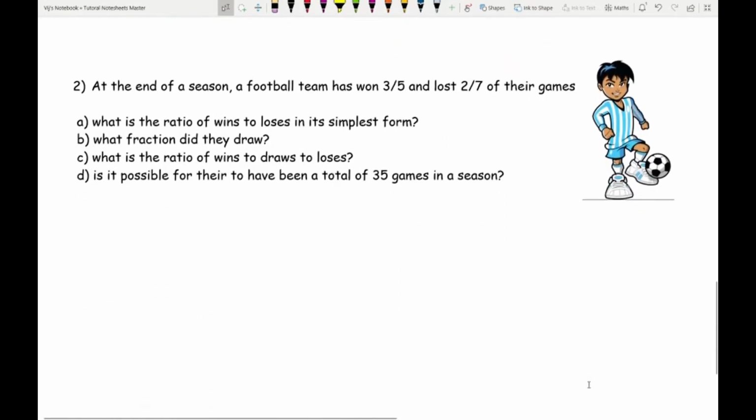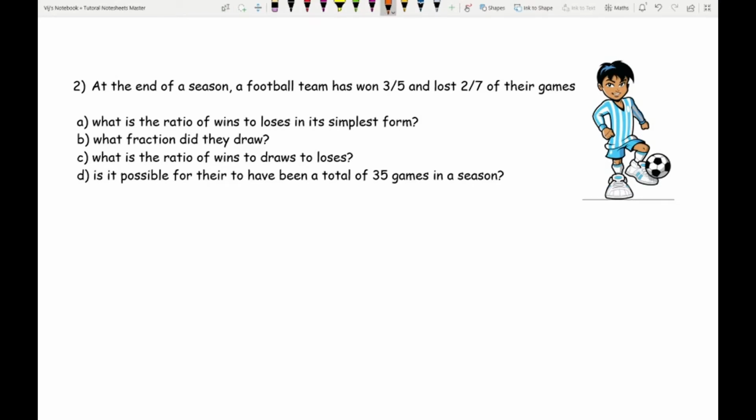So here it says that at the end of the season a football team has won 3/5 and lost 2/7 of their games, and then part A asks what is the ratio of wins to losses in its simplest form. So let's have a look.